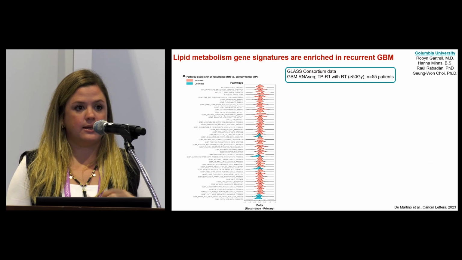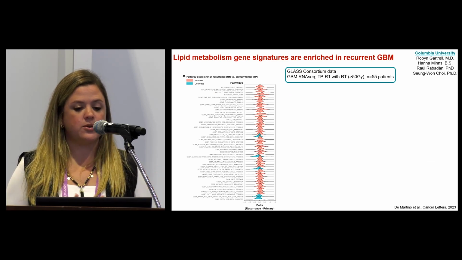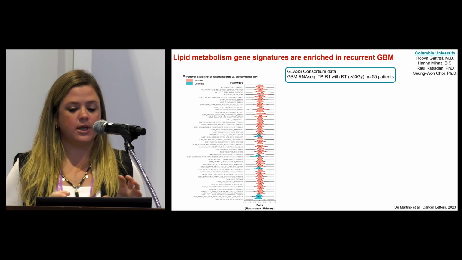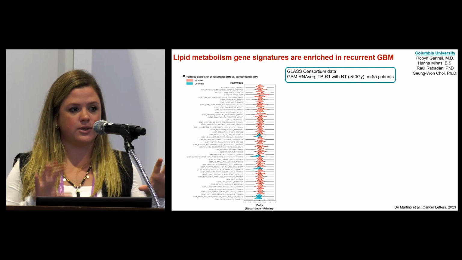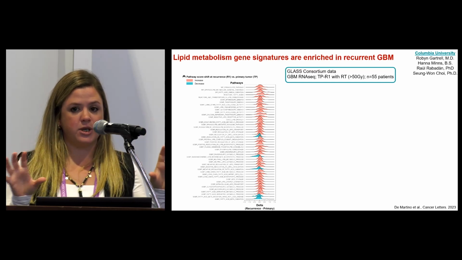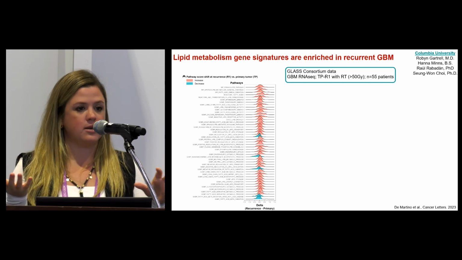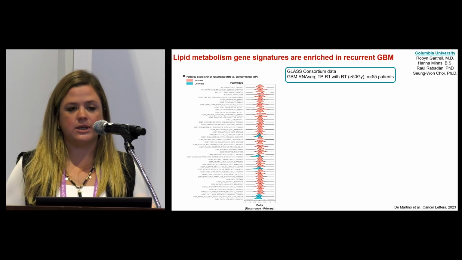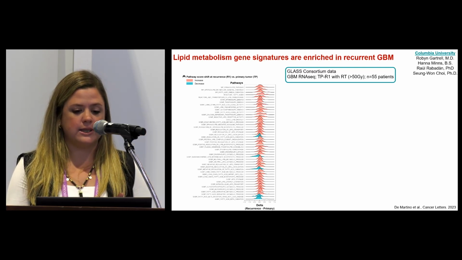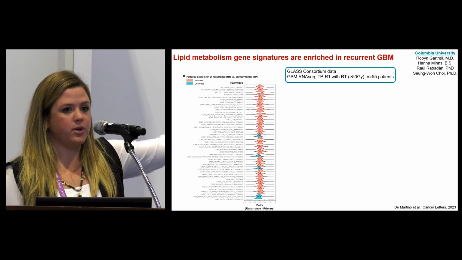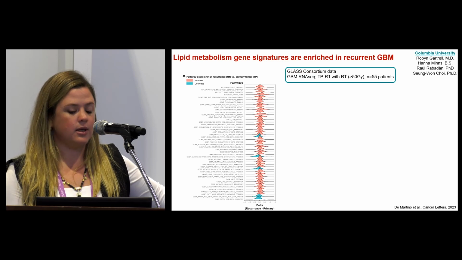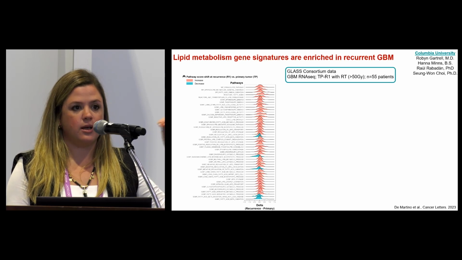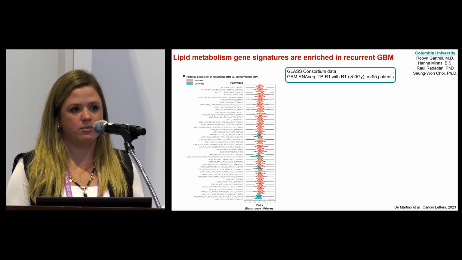Finally, to validate these findings in patient samples, we took advantage of the GLASS consortium dataset, and we selected 55 patient samples for which we had paired samples at diagnosis and at recurrence, meaning that all these patients received at least radiation. As I mentioned, they can also receive chemotherapy. We did an unbiased approach, selecting all the pathways that include the terms lipids or fatty acid. You can see in red all the pathways that are upregulated in the recurrent setting. Most of the pathways that include fatty acid or lipid terminology are increased in the recurrent setting, meaning it might be after radiation.